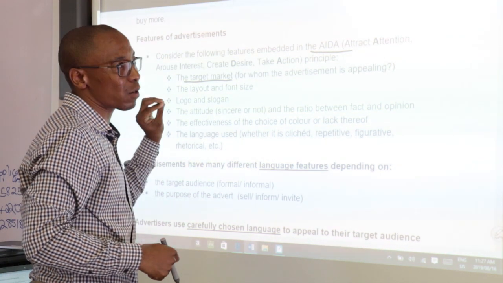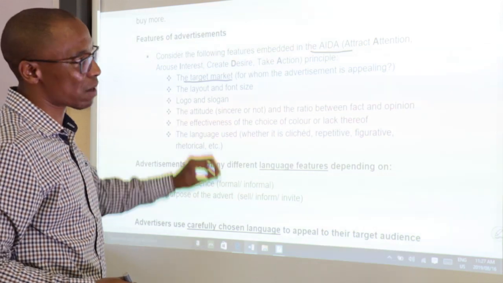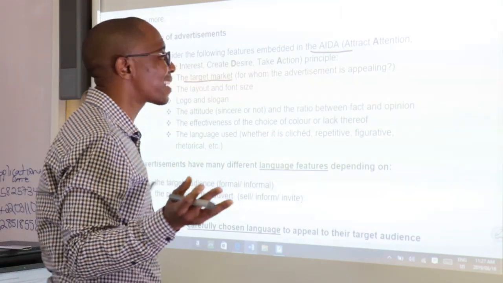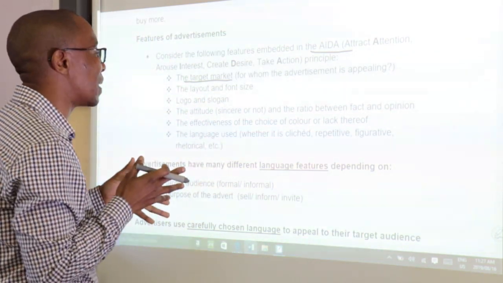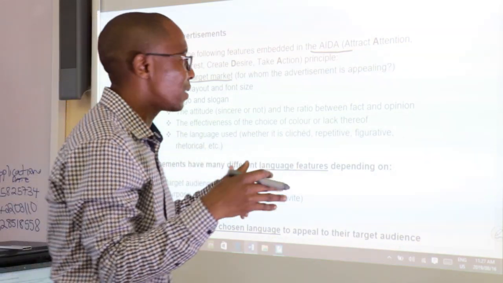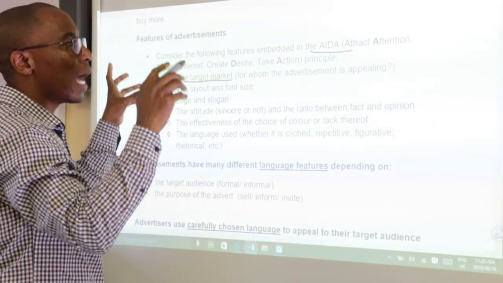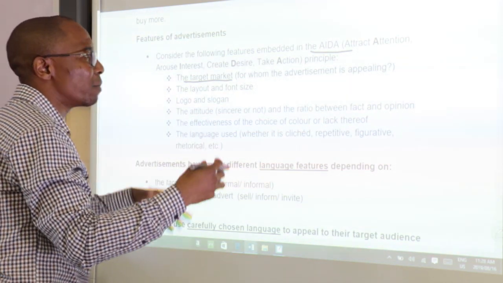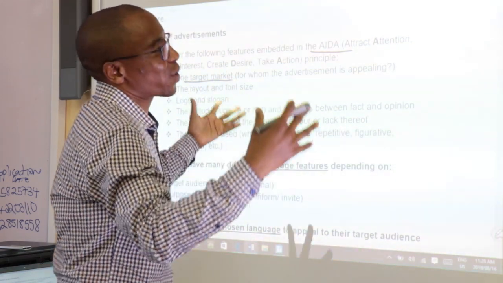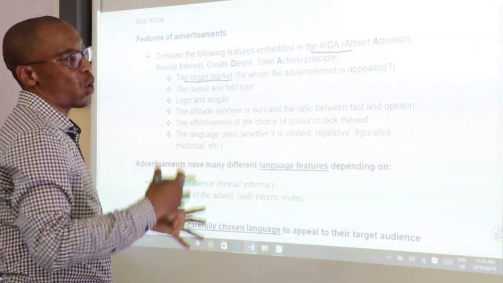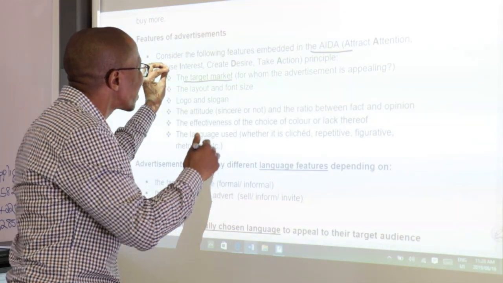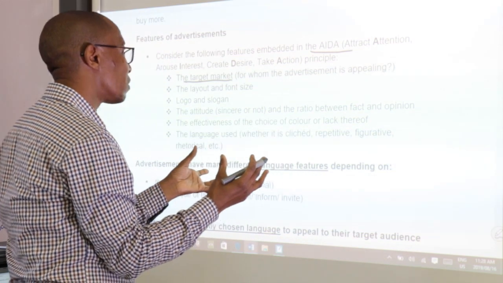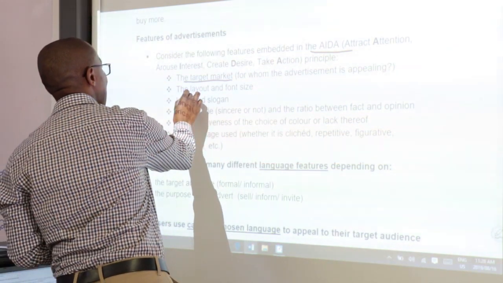The problem with our learners is that whenever they're asked about the target market, they say everybody. Who is this advert aimed at? Everybody. It can't be. There is not even a single advertisement that is for everyone. It's either an advertisement for black females for a particular reason, or for people with skin problems, or for those who are extra size or a bit fat, and so on. They have to see that, okay, the target market here is parents. You see?